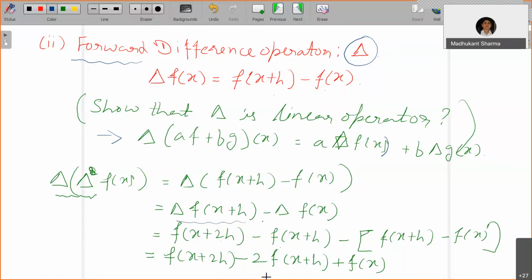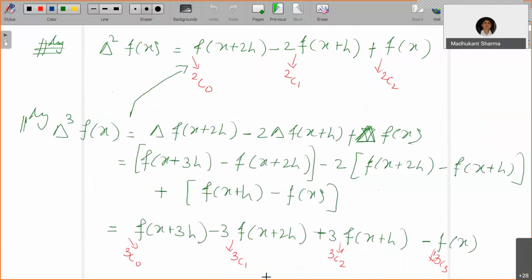Once more, we are going to apply delta one more time here, and then we will try to identify the pattern so that we are able to write delta to the power k. If you look here, delta square f(x) is, as you recall, in simplified form. We are going to bring out 2C0, 2C1, 2C2. These are the binomial coefficients, so we are going to relate them with the power.